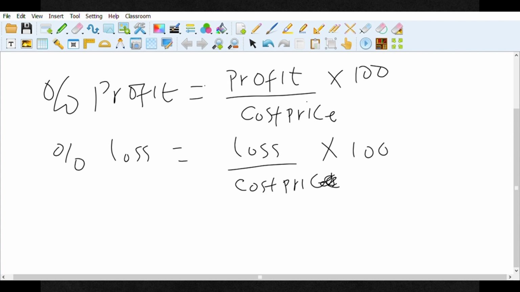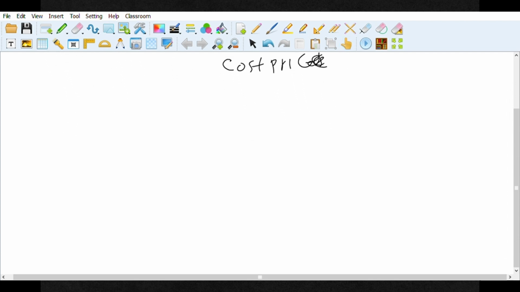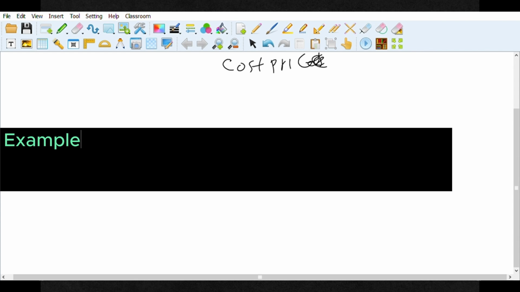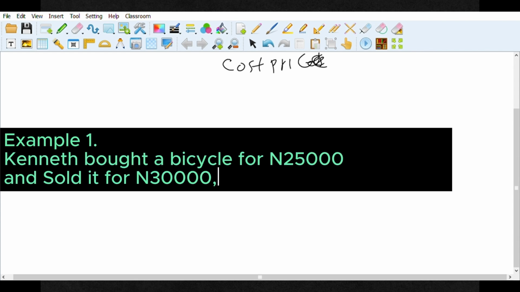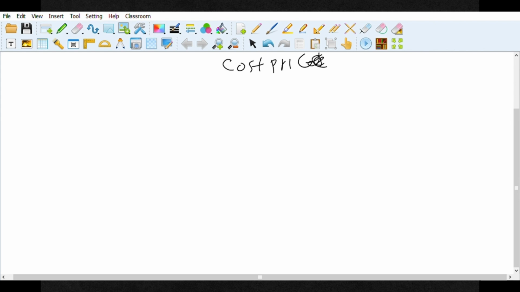Okay, so what we are going to do right now is let's try to recalculate some of the examples we did, in terms of percentage profit or percentage loss. So let's take the first example. We said Kenneth bought a bicycle for 25,000 and sold it for 30,000. Find his percentage profit.